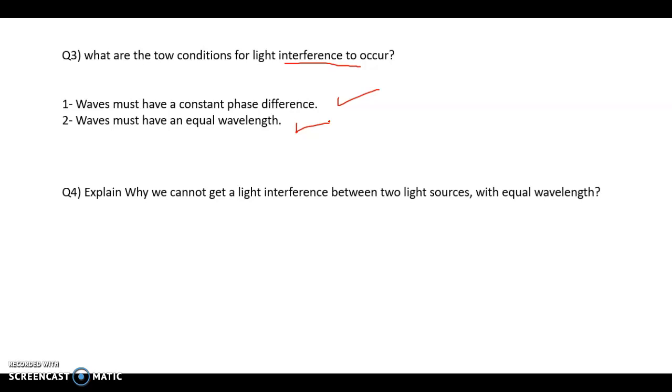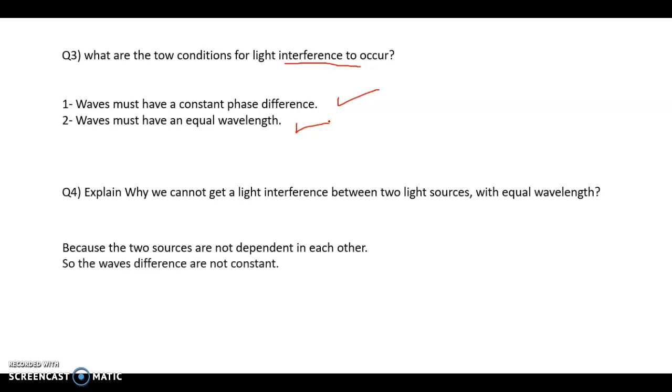Okay, question 4. Explain why we cannot get a light interference between two light sources with equal wavelength. I already explained this idea at the end of the previous video. Because the two sources are not dependent on each other. Each source works separately from the others, so they are not dependent on each other. So the wave difference is not constant.